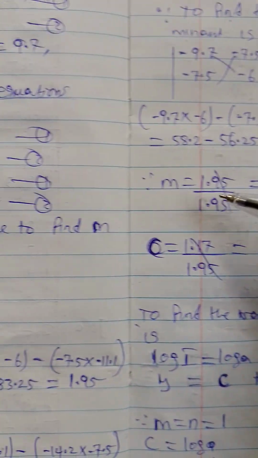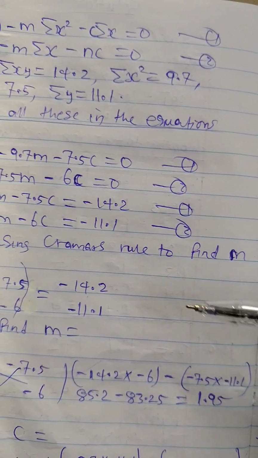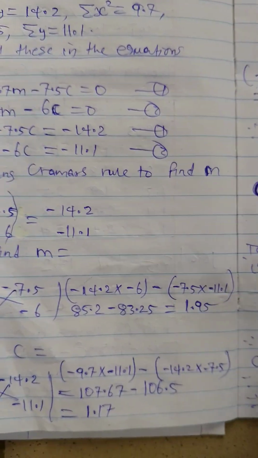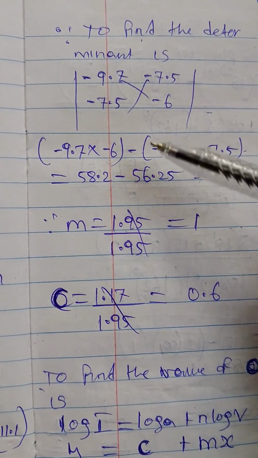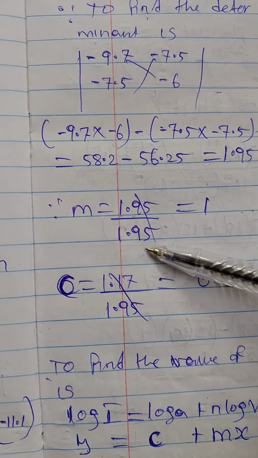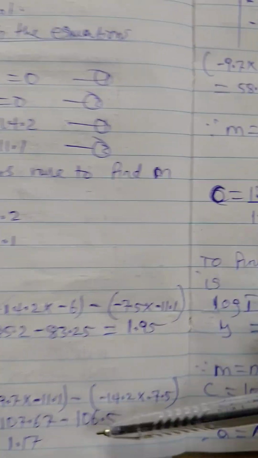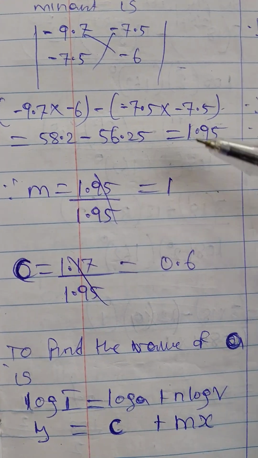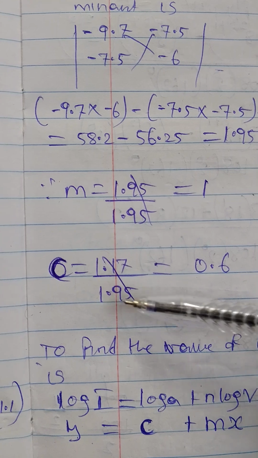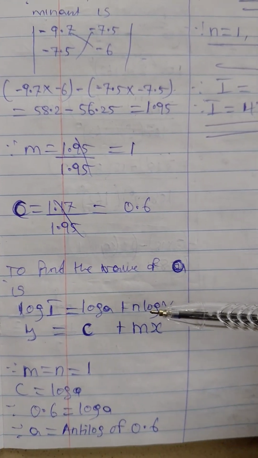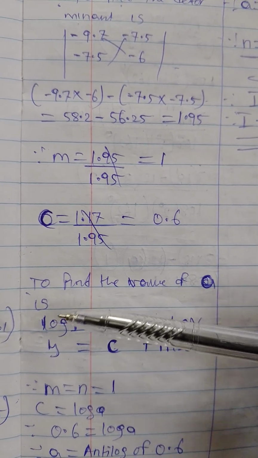So m is equal to the value of m all over the determinant. My m value was 1.95, right? So that becomes 1.95 all over the determinant, which is 1.95. So this divided by this will give you 1. And my c value was 1.17. So that becomes 1.17 all over the determinant value, 1.95, right? So 1.17 divided by 1.95 is 0.6. So therefore m is 1, c is 0.6.